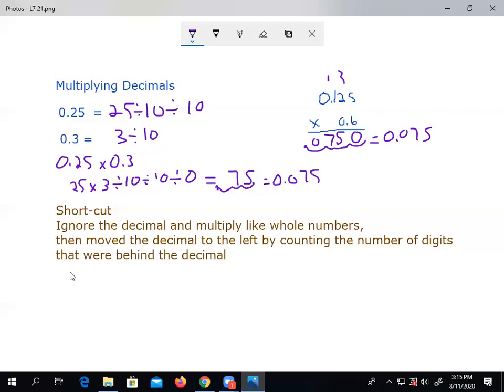So if I do one more example, if I have, say, 0.3 times 0.4, again, all you have to do is ignore the decimals. 3 times 4 is 12. And then how many numbers are behind the decimal? There's the 3 behind the decimal, and there's the 4 behind the decimal. So there's 2 digits behind the decimal. So that tells me when I come over here, I have to move the decimal 2 places to the left. And so therefore, the answer turns into 0.12. So that's how you multiply decimals.